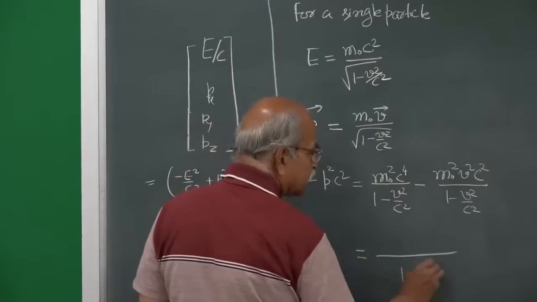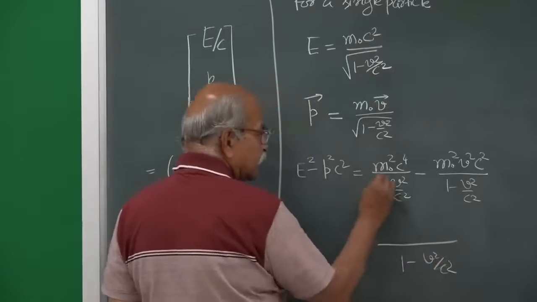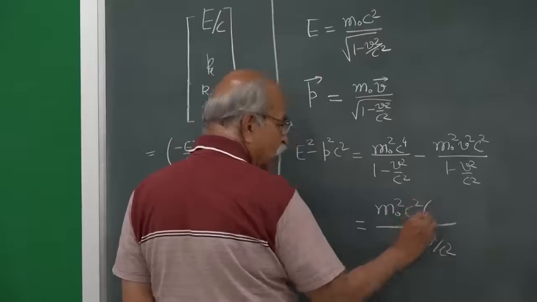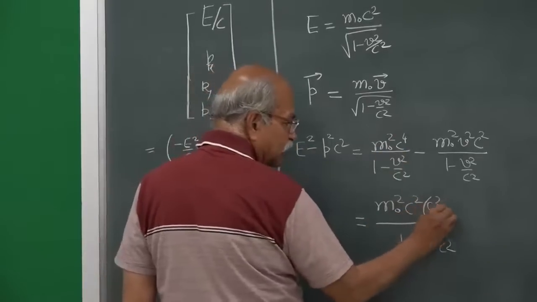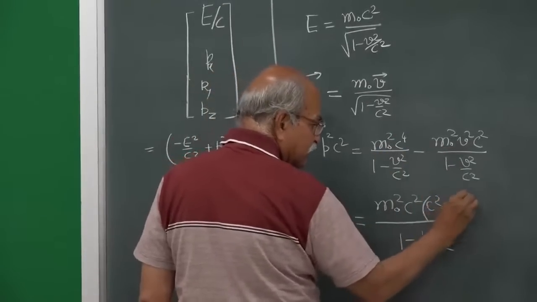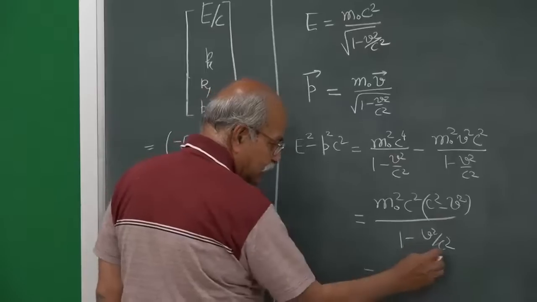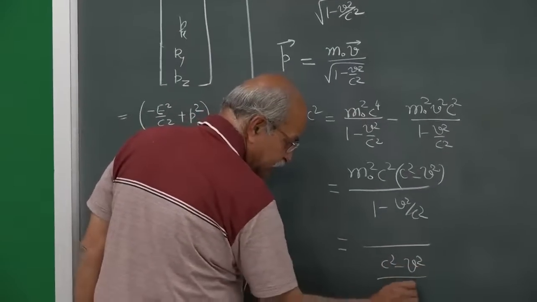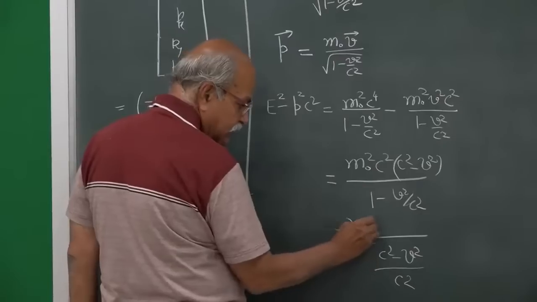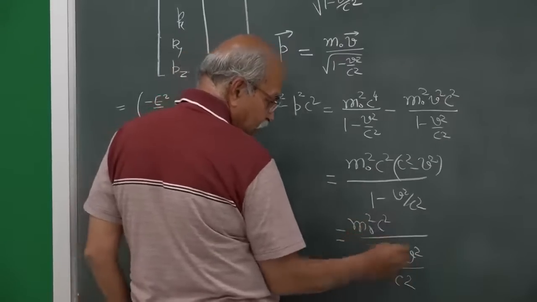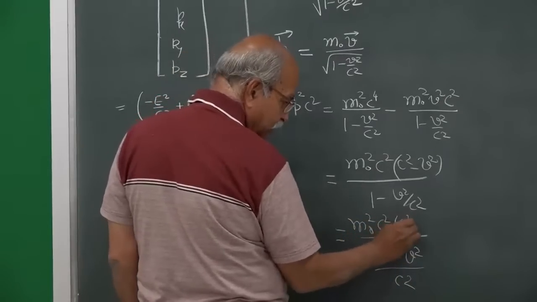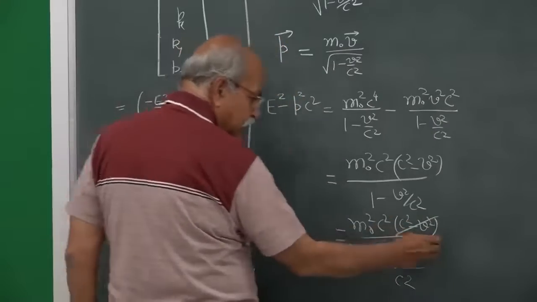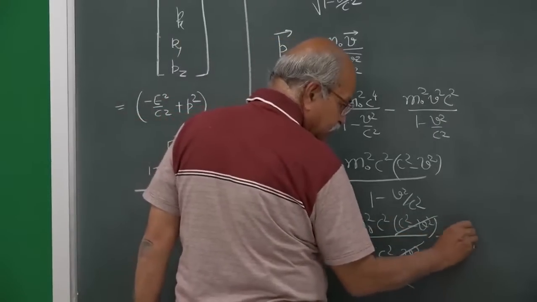So, you have 1 minus V square by C square here, and then m naught square C square you can take common. So, you will get C square from here and minus V square from here, and this you can write as C square minus V square by C square, and this is m naught square C square, and then you have C square minus V square, cancel this, bring it up, and this is m naught square C to the power 4.